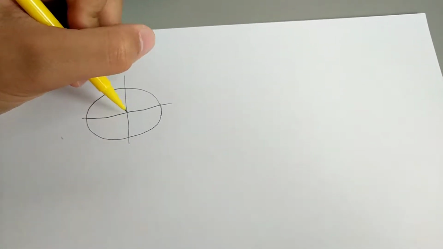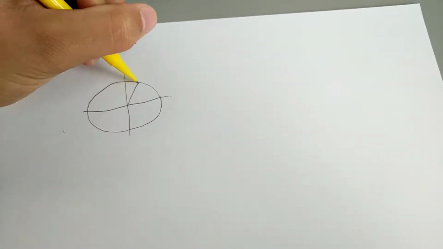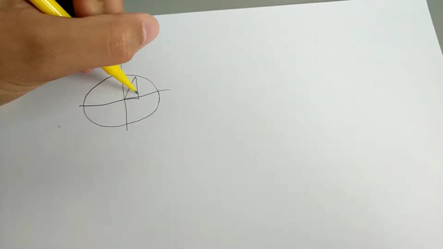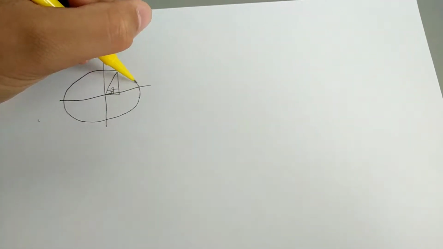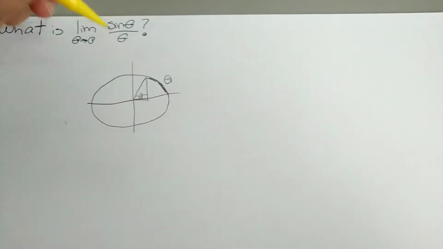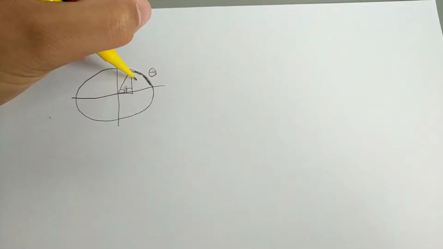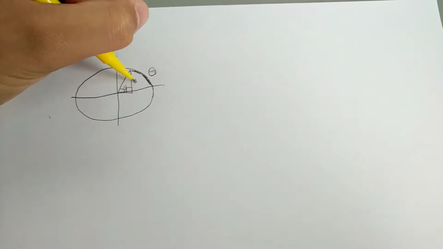Sine of theta over theta. So if I draw some triangle over here, since this degree is theta, that means that this arc of the circle is going to be theta, and sine of theta is going to be this value right over here.